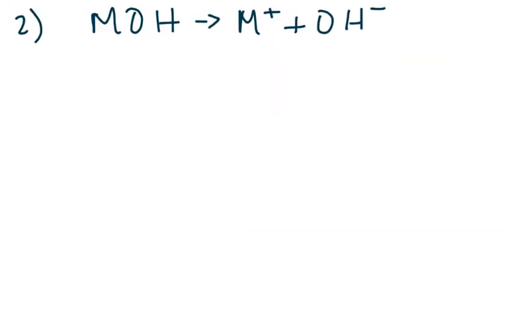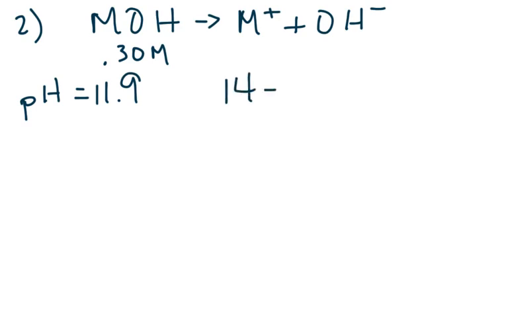So with our last sample problem, I've written out the equation. We know that it's 0.3 molar to start. We know the pH is 11.9. So find the OH concentration and the percent dissociation. So the first thing you're going to do is you're going to go 14 subtract 11.9 and you're going to get 2.1, and that's the pOH because we want the OH concentration.